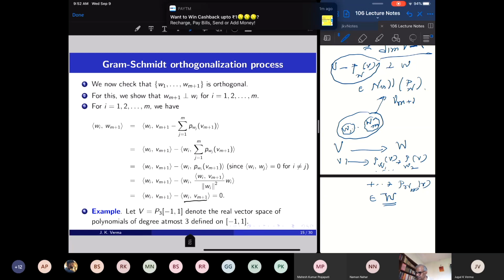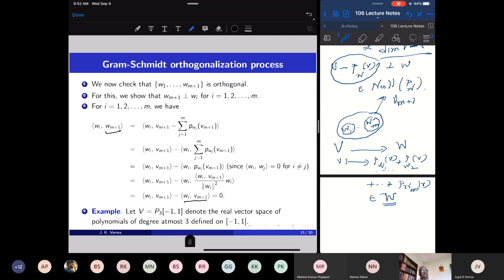So I just substituted the formula for projection of a vector in the direction of Wi, and that led to the proof that this new vector Wm plus 1, which I constructed by subtracting the projection of Vm plus 1 in each of the previous orthogonal directions from Vm plus 1, is perpendicular to the old vectors. And so now I have a bigger set of vectors which are mutually perpendicular.